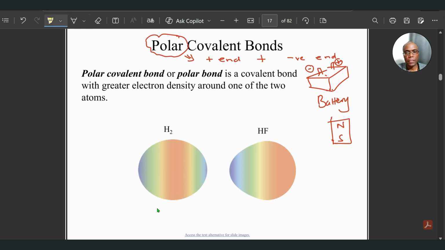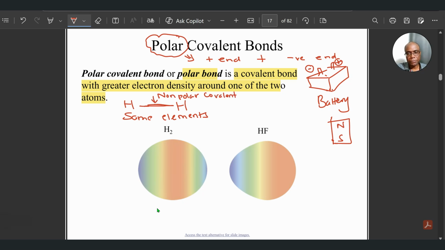So a polar covalent bond or polar bond is a covalent bond with greater electron density around one of the 2 atoms that are on the side of the bond. If you look at H and H, which one is more electronegative than the other one? None, because these are same elements. And because they are same elements, I expect this bond right here to be covalent, yes, but nonpolar. So this will be nonpolar covalent.